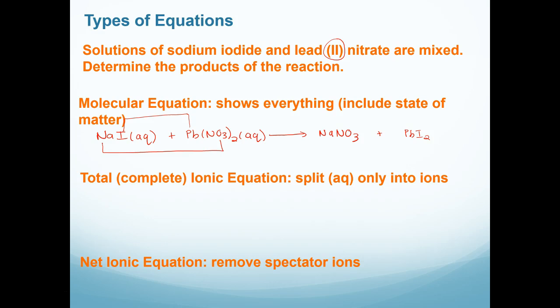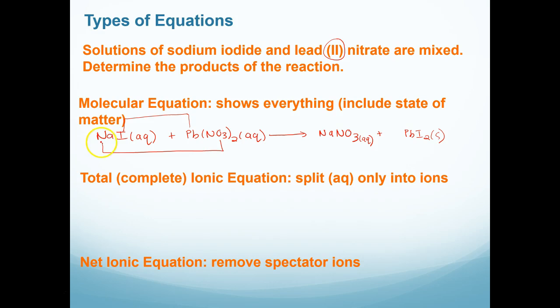All right. The next thing we want to do is go to our solubility table to figure out if these are soluble in water or not. So sodium nitrate is soluble, so I write aqueous next to it, and then lead iodide is insoluble, we write solid next to it. Okay, the next thing we do is we need to balance our equation.